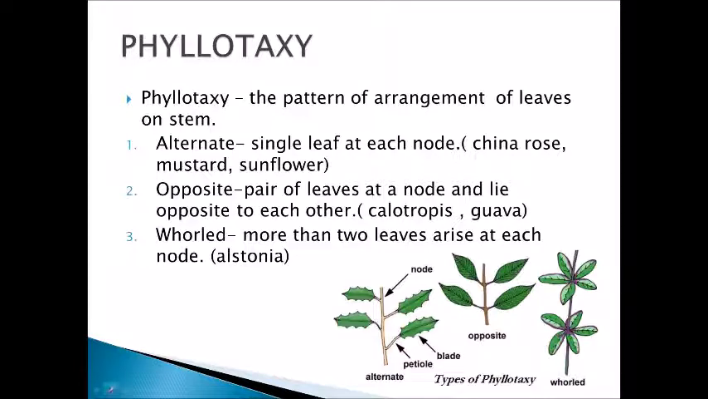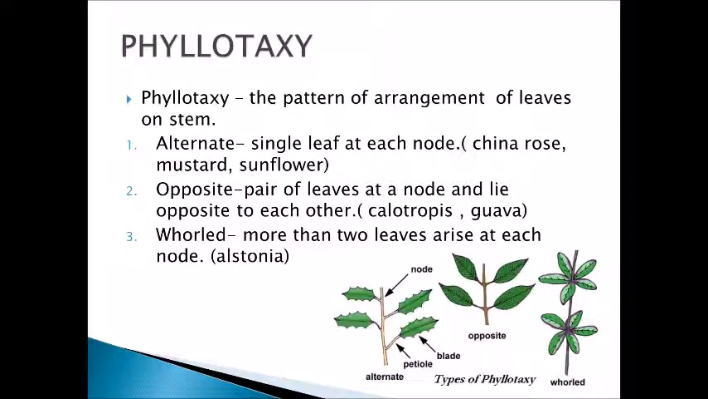So here you can see, this is the diagram. This is the node from where one leaf is coming. This is another node from which another leaf is coming. That way, if you see in this diagram, from one node only one leaf is coming out, and they are alternately arranged. So this type of phyllotaxy is called alternate. This type is seen in sunflower, mustard, China rose.